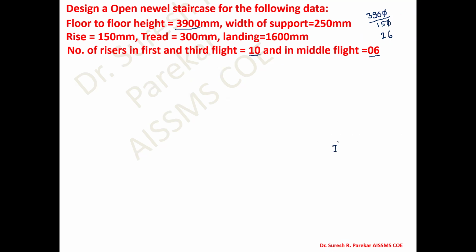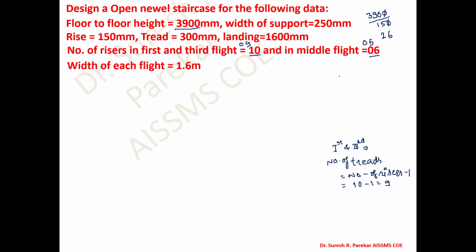Now if we have 10 risers, then how many treads? In the first and third flight, number of treads equals number of risers minus 1. So number of risers we have is 10, minus 1. So we have 9. So in the first and third flight we have 9 treads, and in the middle flight we reduce 1, so we have 5 treads.